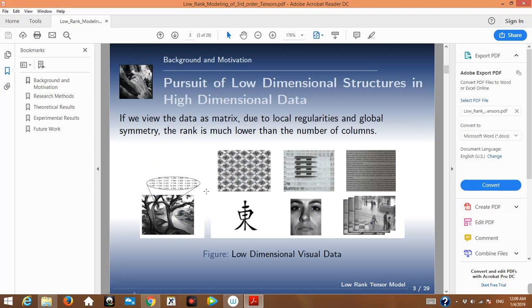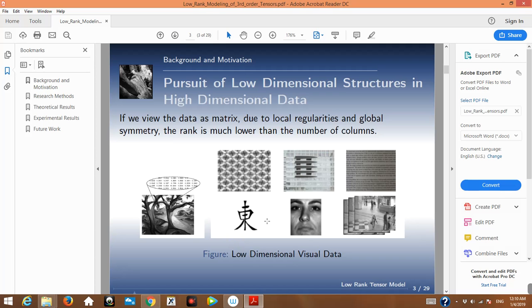For example, in this image, this part of the image is part of a matrix, and each element of this matrix corresponds to one pixel of this image. Please look at those images. For example, pay attention to this Chinese character. You can see this Chinese character is very symmetric.